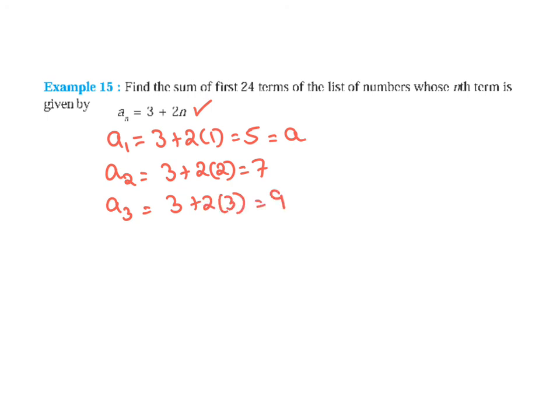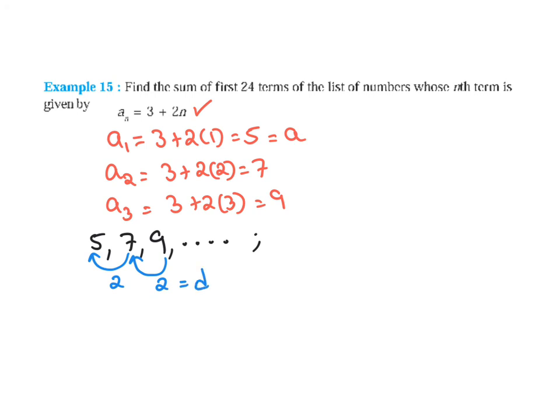So now we have the list of numbers 5, 7, 9 and so on. Can you figure out what is the common difference over here? 7 minus 5 is 2. 9 minus 7 is 2. So the common difference d is 2.